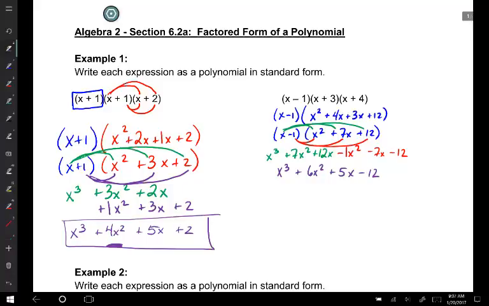Trivia question, reviewing for the quiz next week. Tell me the quadratic term on the second problem. 6x squared. Good, Zach. The quadratic term is 6x squared. Tell me the linear term. 5x. What is the constant? Is it 12 or negative 12? Negative 12. Good. What is the degree of the entire polynomial? Third degree, called cubic. Okay. All right, moving on.